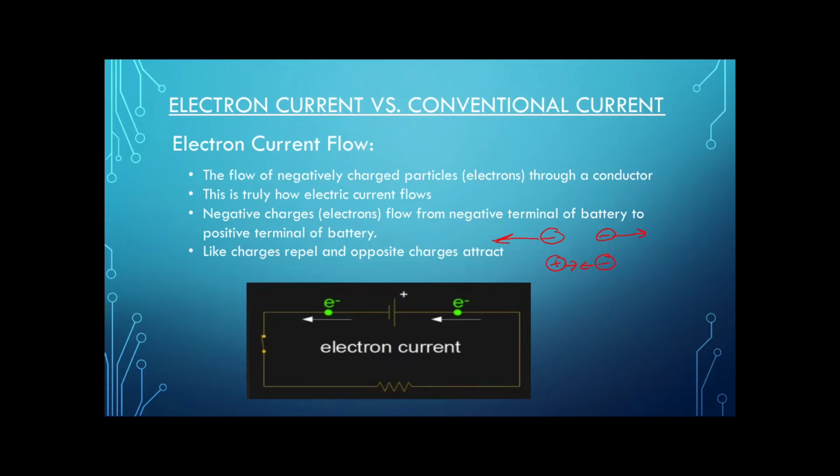So when we look at this circuit down here below, the reason why electrons flow from the negative terminal of the battery to the positive terminal is because this negatively charged terminal will repel these electrons. So the electrons will begin to flow around the circuit like this, while at the same time this positively charged terminal will attract the electrons. So you get electrons flowing from negative to positive in a circuit.